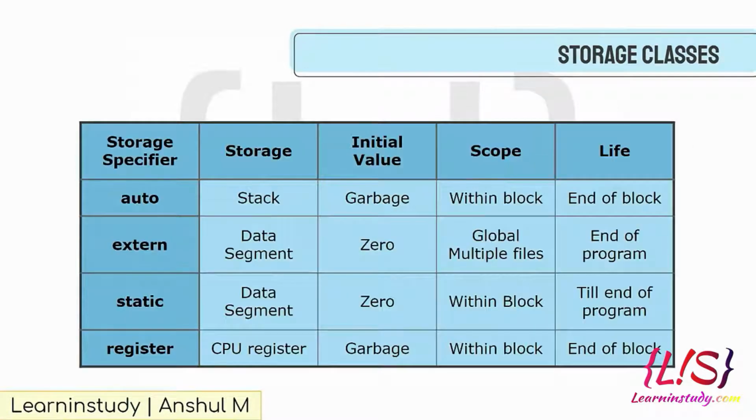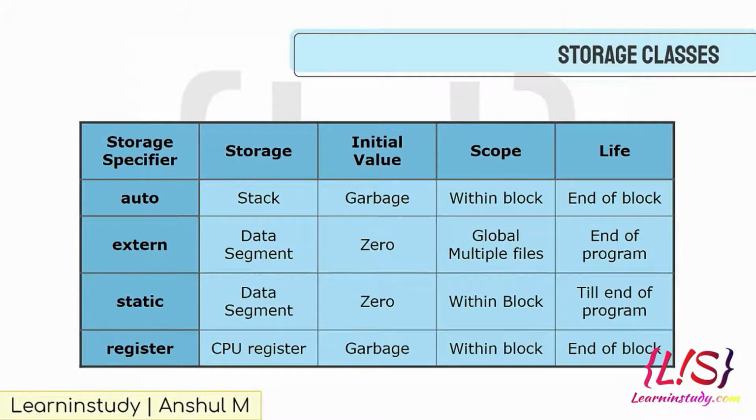Same goes for each storage specifier. If you declare a variable as extern, the storage location of the variable will be the data segment section of the memory. Initial value will be initialized to 0. The scope of the variable will be global for multiple files.